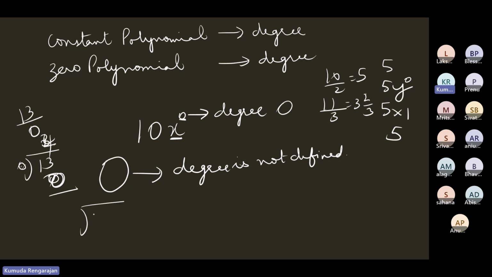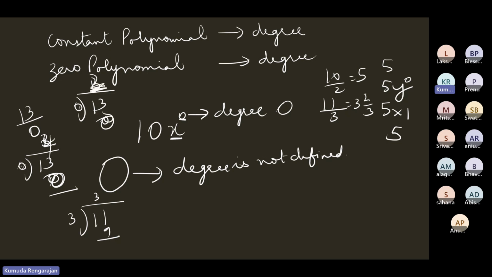Otherwise, if you have 11 divided by 3, 3 3s are 9, so only that you can write. You cannot write 3 4s are 12. But when you're dividing 13 by 0, 0 1s are 0, 0 2s are 0, 0 3s are 0.